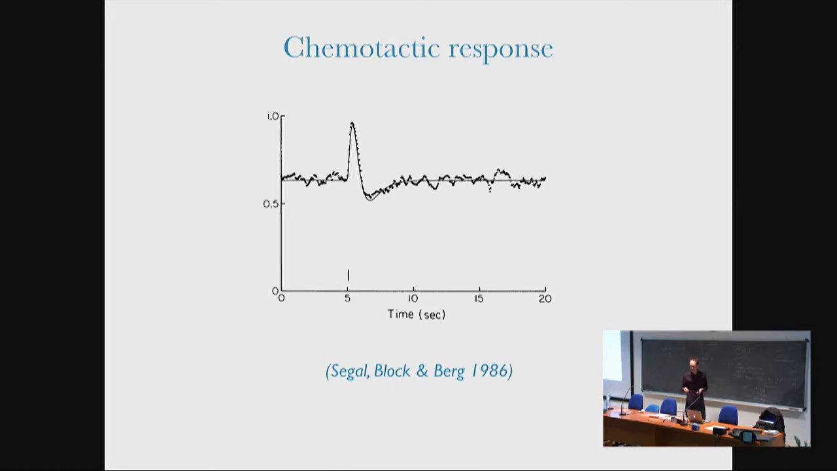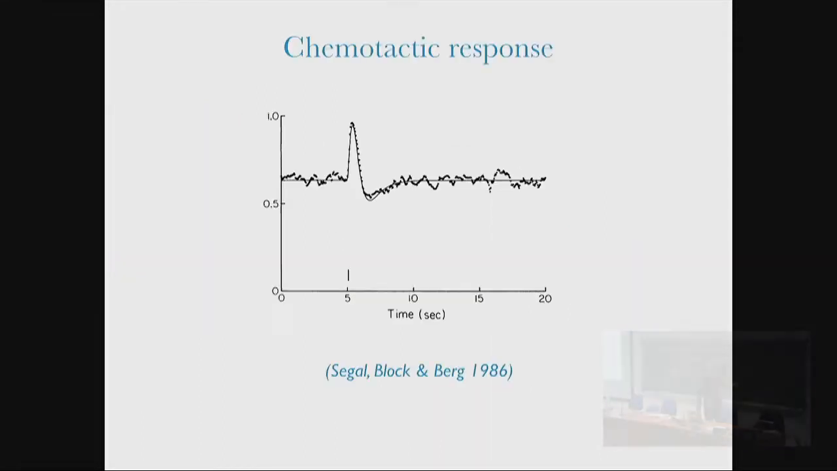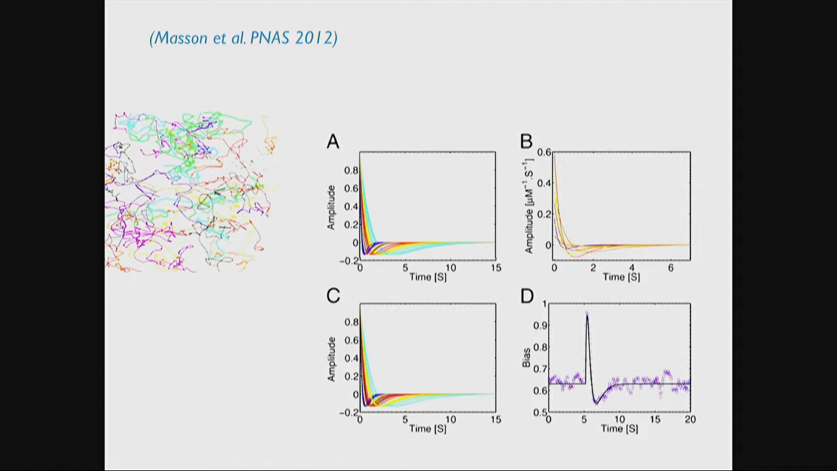This is what we want the bacterium to do, because the bacterium only cares whether things are getting better or getting worse. It doesn't care about the absolute value of the concentration. But this really shows it. There are more recent experiments based on tracking. So this was based on the behavior of the model. Then you can also do it directly at the level of runs and tumbles. This is a recent experiment by the group of Massimo Vergassola, and you find almost exactly the same result. Positive lobe, negative lobe.